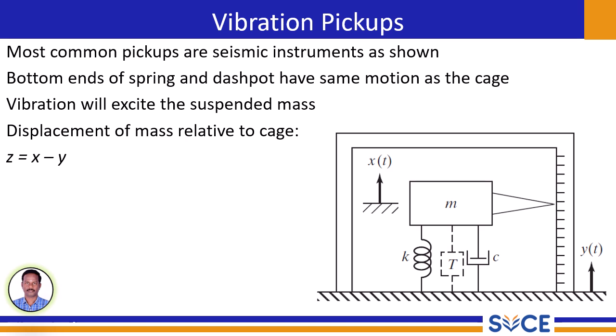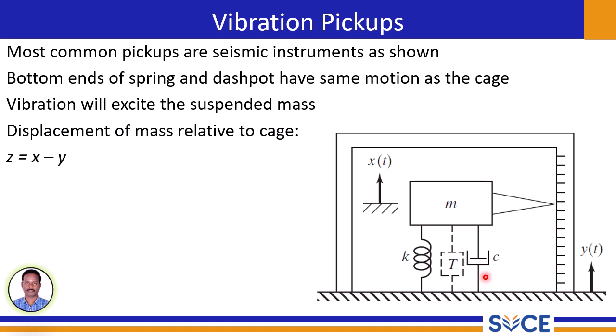So, as we begin to explore the different types of vibration pickups, it's important to understand that many of the most common ones operate on the principle of a seismic instrument. This slide illustrates a simplified schematic of such a device. Notice the key components here. We have a suspended mass denoted by M connected to a cage or housing through a spring represented by K, and a damper represented by C, often visualized as a dashpot.